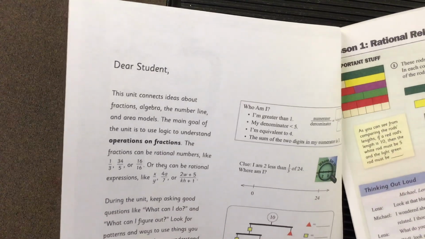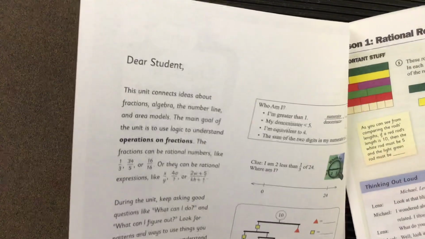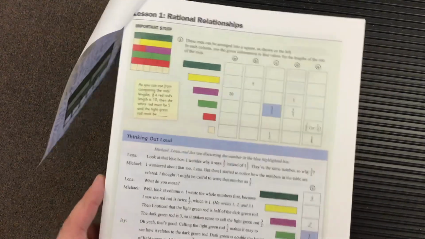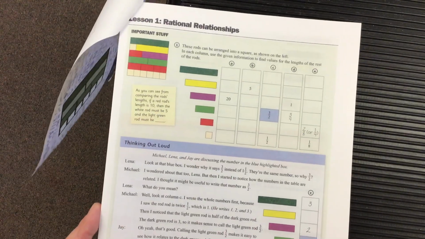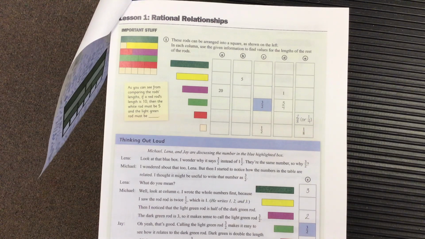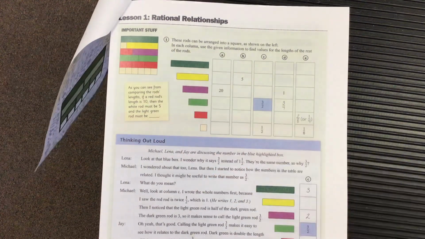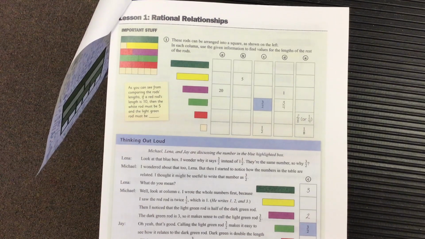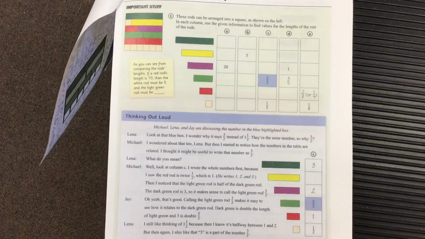During the unit, keep asking yourself good questions that we talked about in Unit 7. What can I do? What can I figure out? And so on. So jumping right in, first question. It says these rods can be arranged into a square as shown on the left, and I got a picture of them there. In each column, use the given information to find values for the length of the rest. So we're going to go through the thinking out loud, and then we're going to fill out that chart.